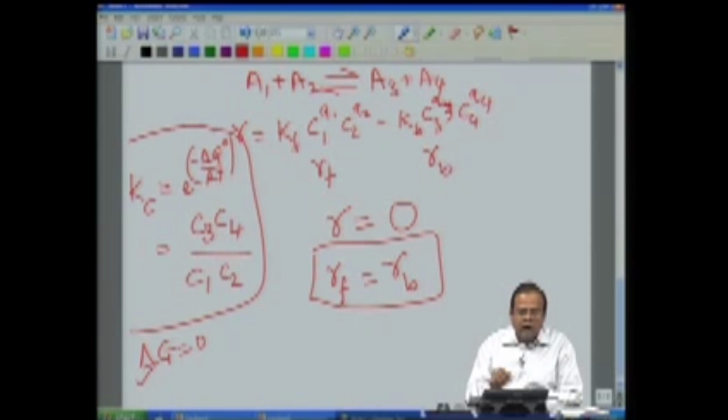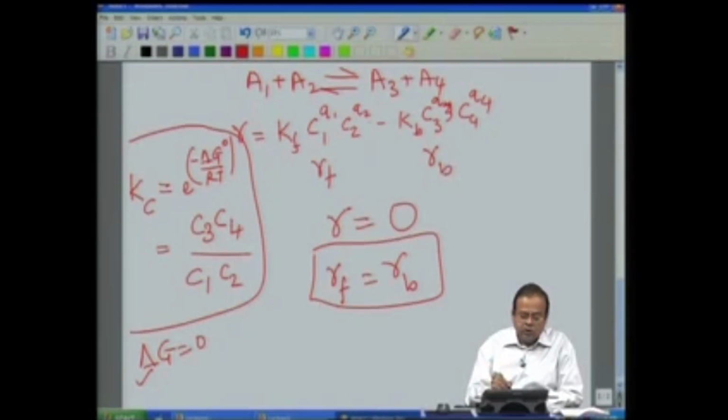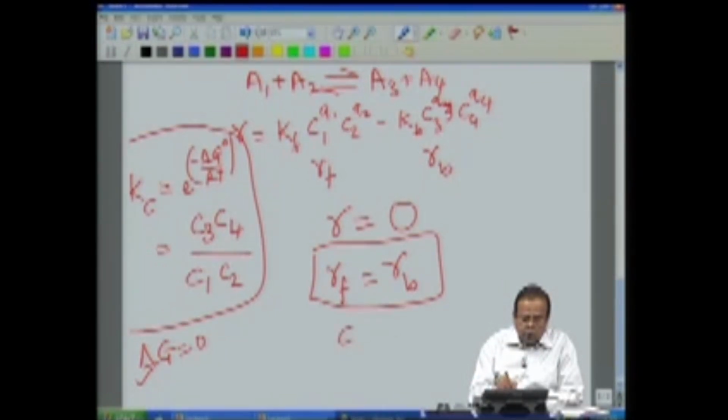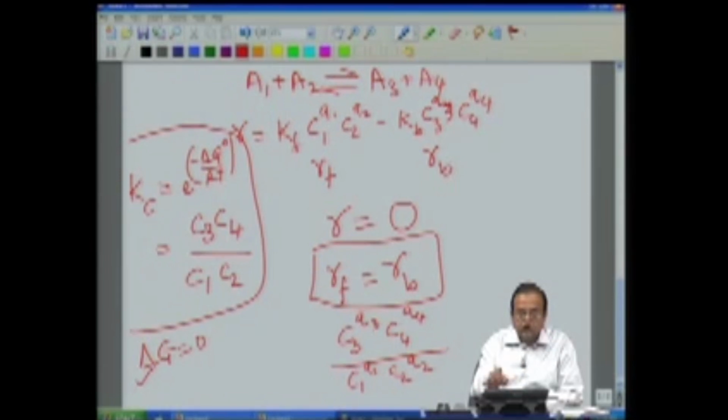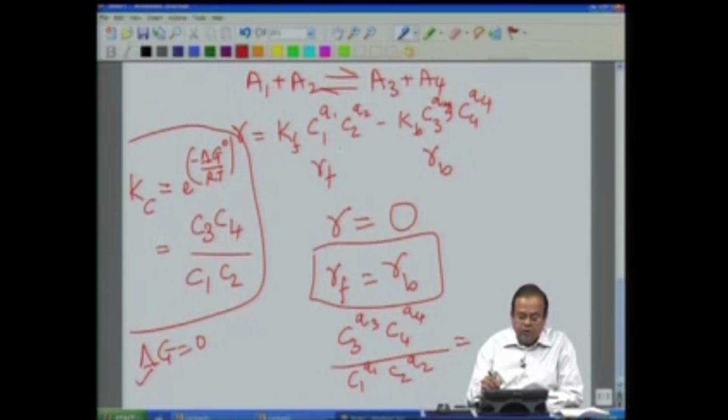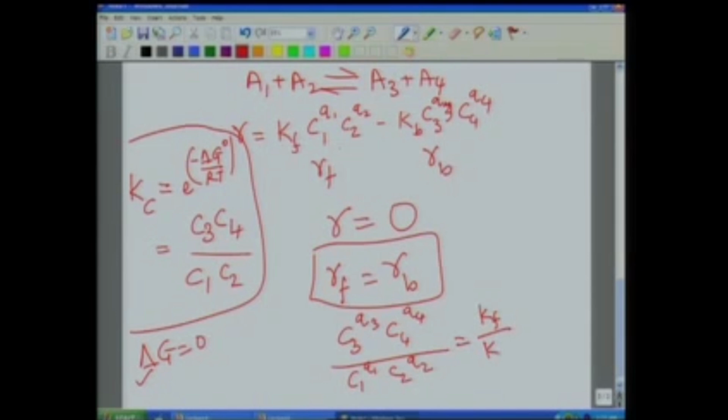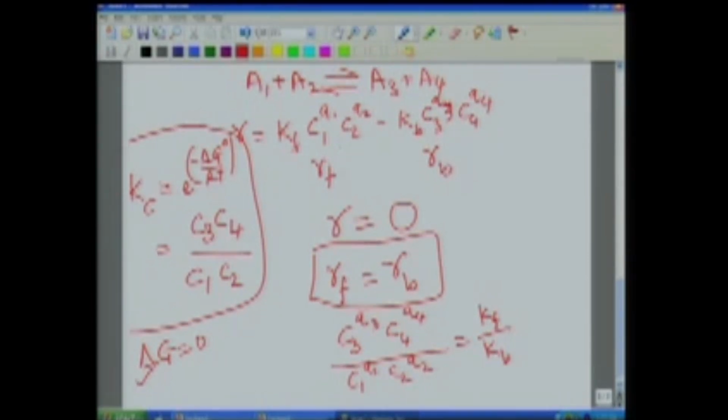Okay. So, if you have the rate of forward reaction the same as the rate of reverse reaction, then if we put this, we get the following: C3 raised to Q3, C4 raised to Q4 divided by C1 raised to Q1, C2 raised to Q2, because this particular rate is equal to this particular rate. What is this equal to? This is equal to K forward divided by K backward. Now, recall that K forward and K backward are kinetic rate constants.